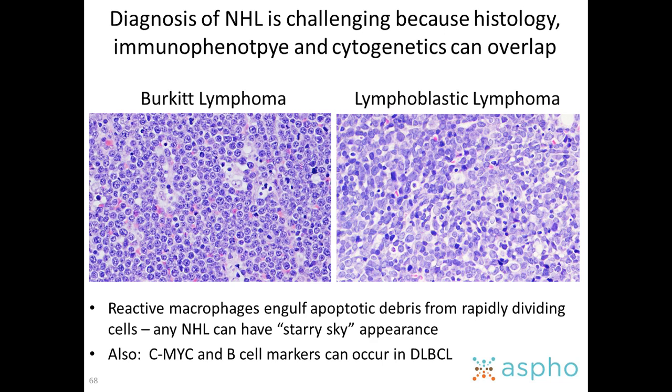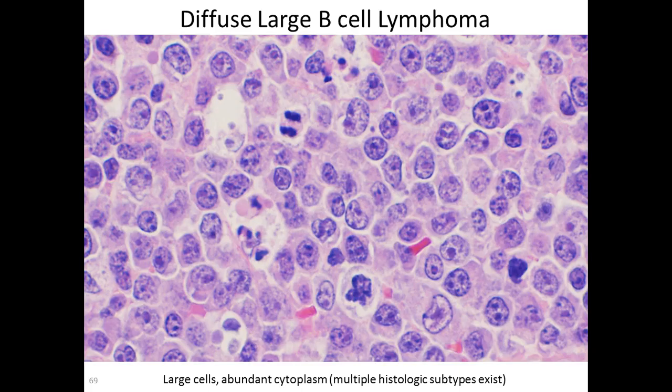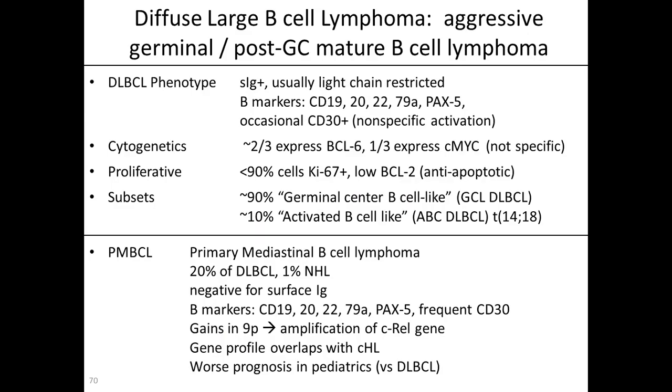In addition, c-MYC and B-cell markers are seen not only in Burkitt's, but also in diffuse large B-cell lymphoma. So here's diffuse large B-cell lymphoma. You get large cells, you get abundant cytoplasm. There are different histologic subtypes, but we do not currently risk stratify on those in pediatrics. This, like Burkitt's, has surface IgG. It is usually light chain restricted. It does express B-cell markers, and it will occasionally express CD30, which is just a nonspecific activation marker in this case.